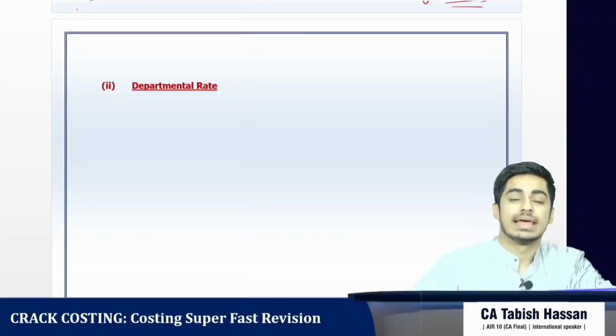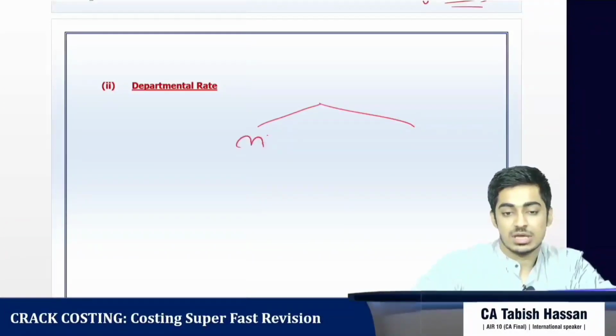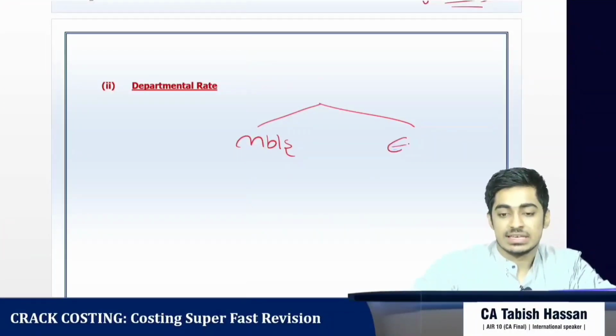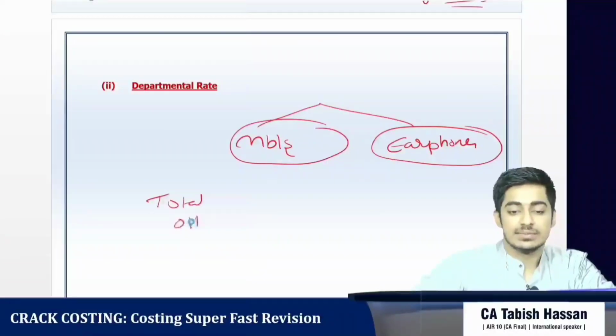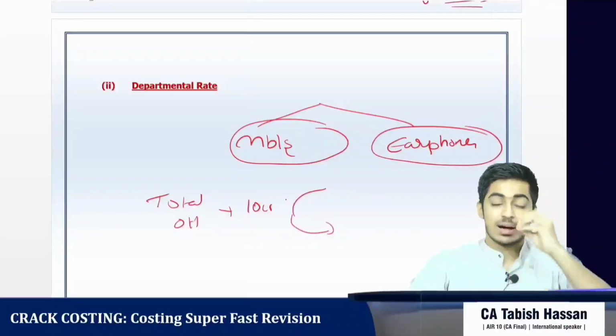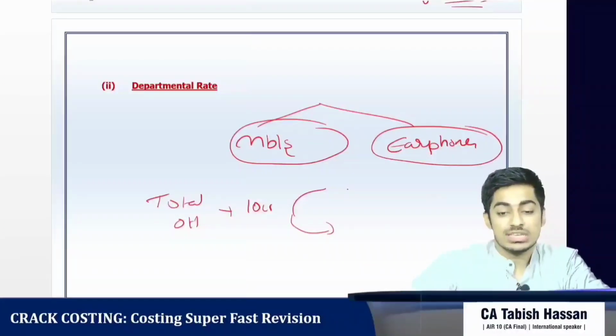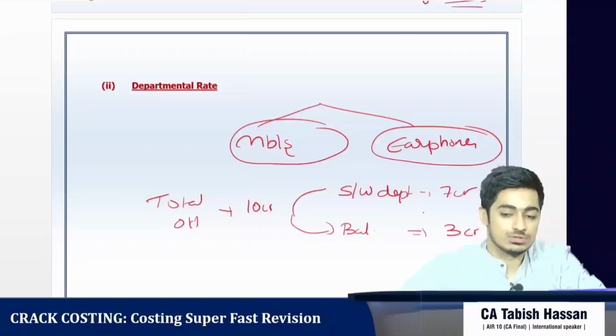Why is it important? I'll give you an example. Suppose Xiaomi manufactures mobiles and earphones. The total overheads incurred in the year are 10 crore. In this 10 crore, a majority of overhead was incurred in the software department, say for example, 7 crore. And the balance, all departments together, had an overhead of 3 crores. So this is how we had the 10 crore.